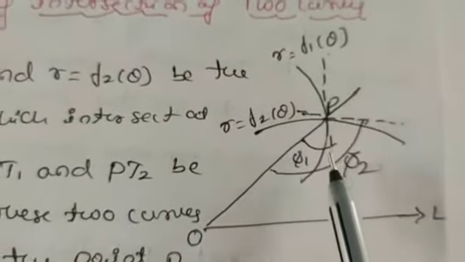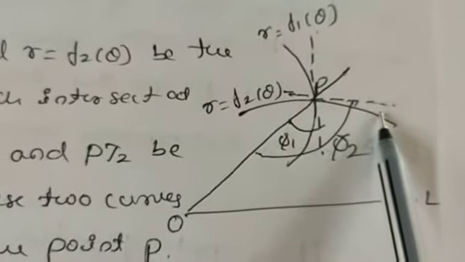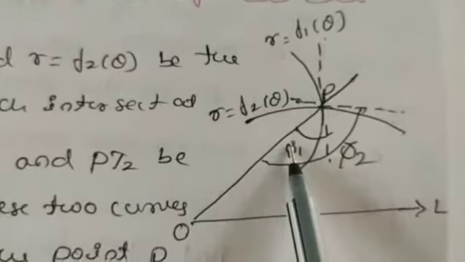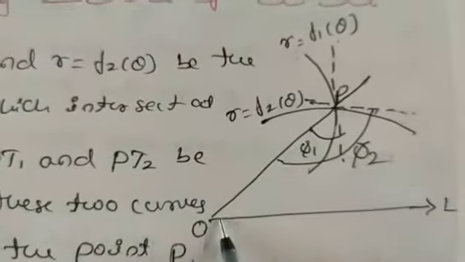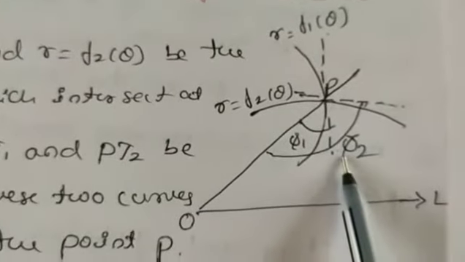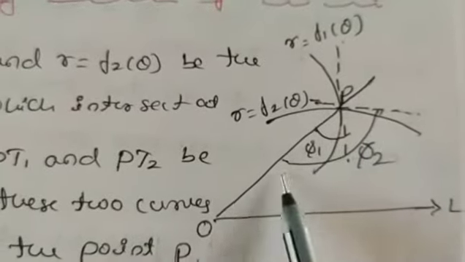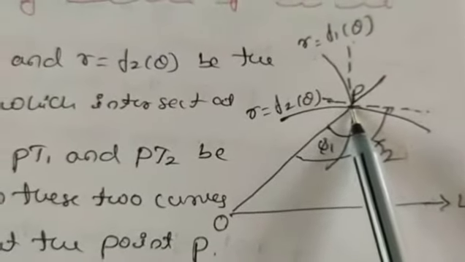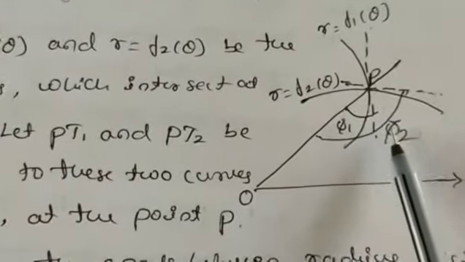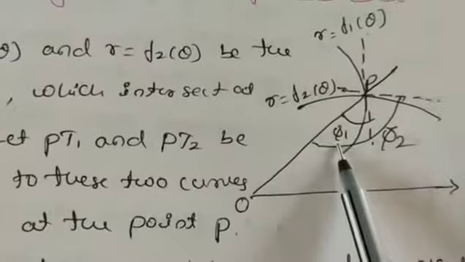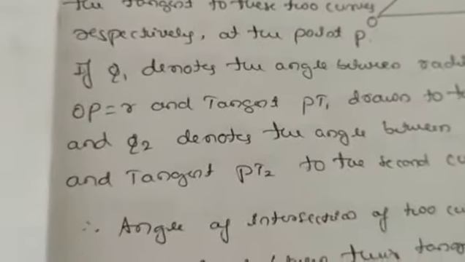This is the tangent to the curve r equals f1 theta, and this is the tangent to the curve r equals f2 theta. Phi 1 is the angle between the tangent to the curve r equals f1 theta and the line OP, and phi 2 is the angle between the tangent to the curve r equals f2 theta and this line OP. P is the point of intersection of these two curves. We are going to find the angle between these two curves. This is all about the description of this figure.